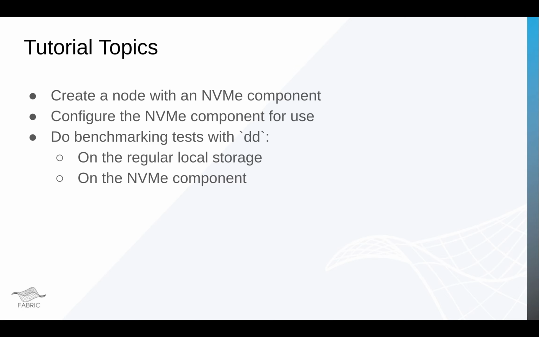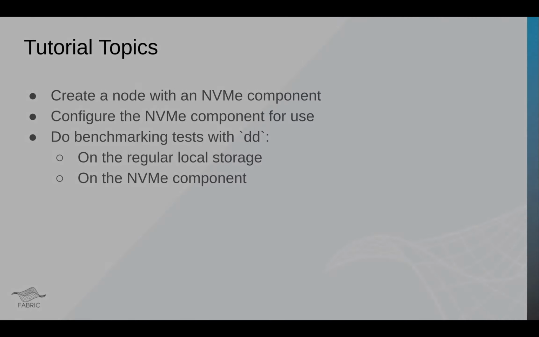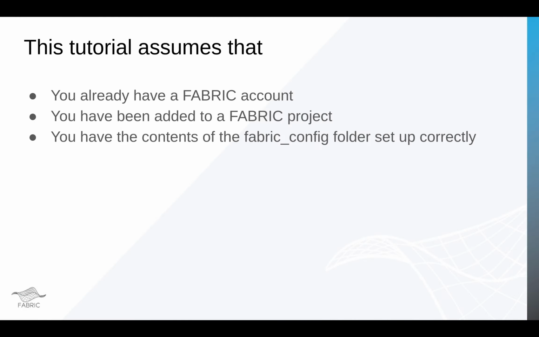In this tutorial we are going to create a node with an NVMe component, configure the NVMe component for use, and we are going to do benchmarking tests with DD on the regular local storage and on the NVMe component. This tutorial assumes that you already have a Fabric account and have been added to a Fabric project. We also assume that you have the contents of the Fabric config folder set up correctly. To set up the contents of the Fabric config folder and the Fabric RC file, please see the related video.